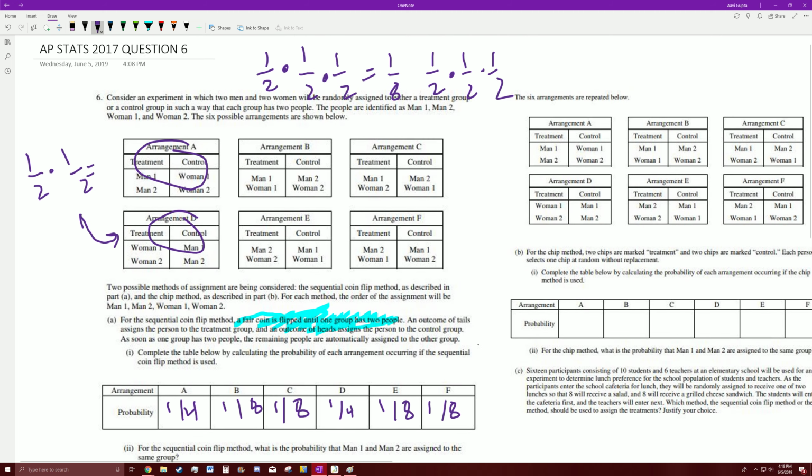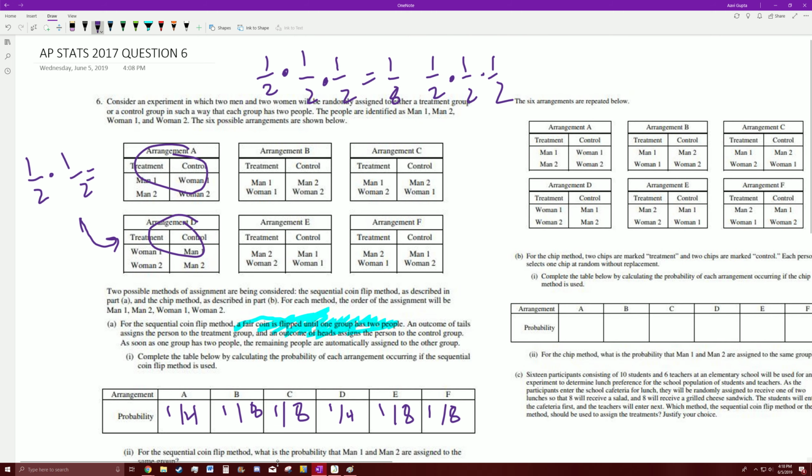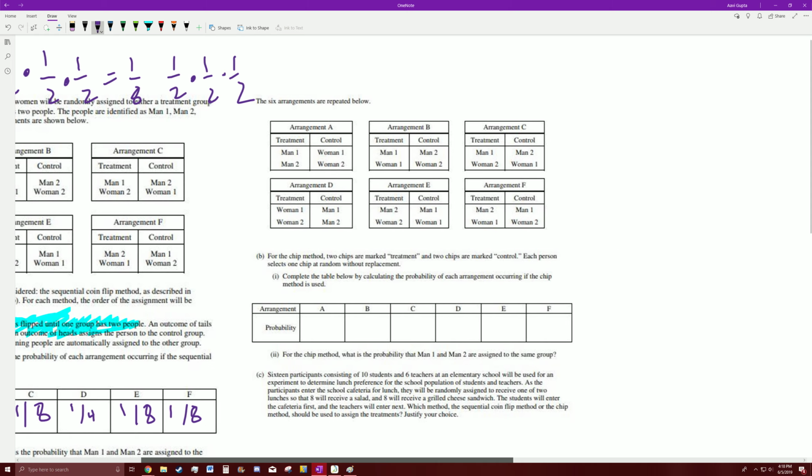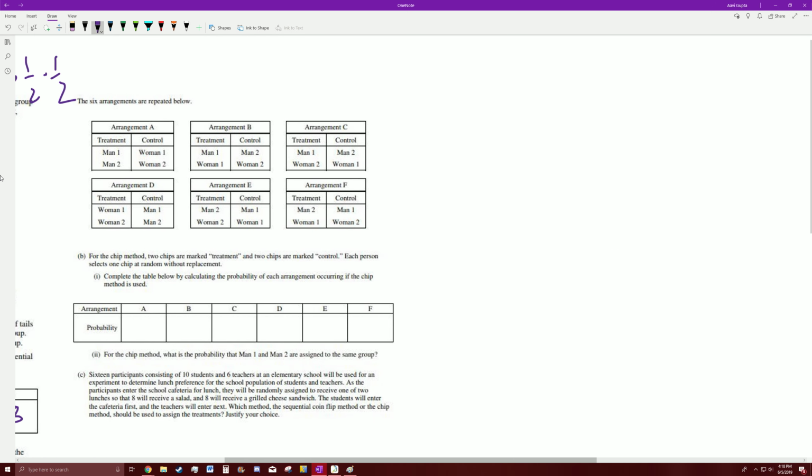Okay, we can move on to the next part of the question. The 6 arrangements are repeated below. It's the same exact one as on the other page. For the chip method, so this is the other method, 2 chips are marked treatment, and 2 chips are marked control. Each person selects 1 chip at random without replacement.